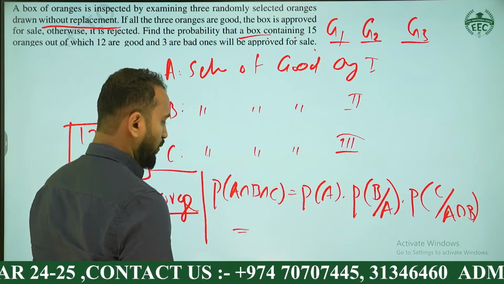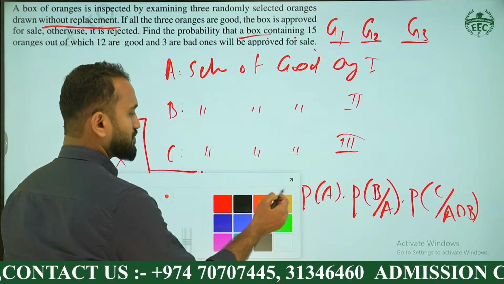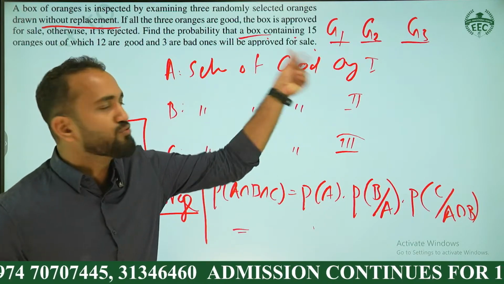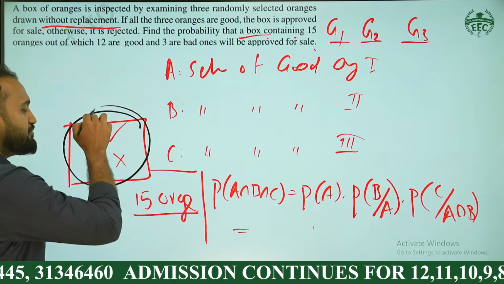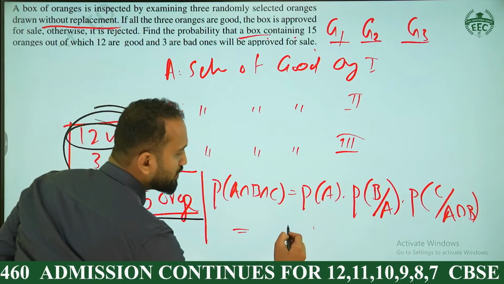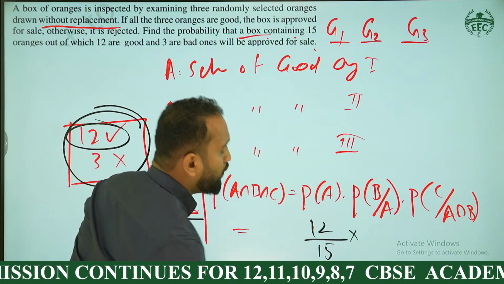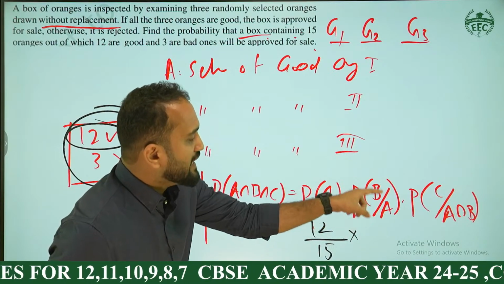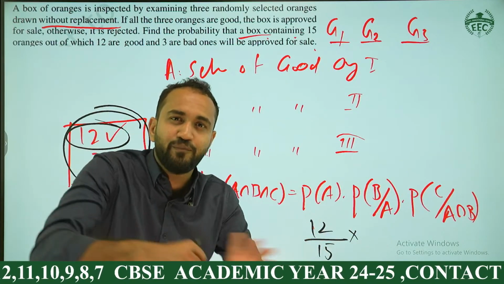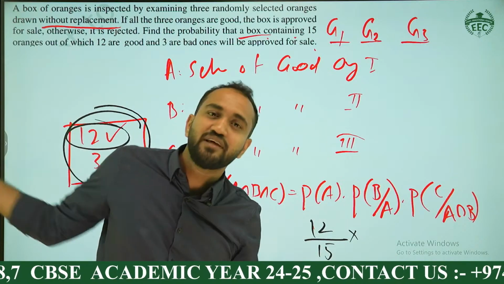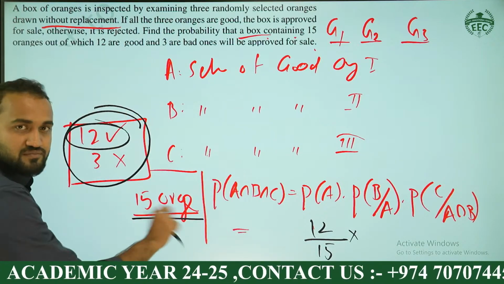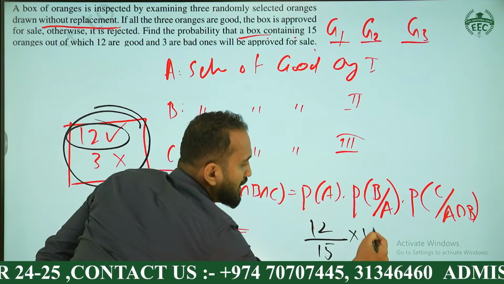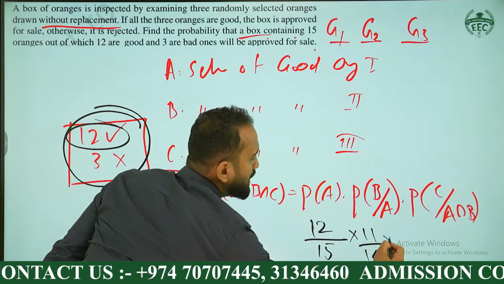Gentlemen, tell me what is the value of P of A? P of A means what is the probability of selection of good orange number 1? See, out of these 15 oranges, 12 are good. Therefore, the probability will be 12 by 15. Now, what is the probability of event B? What is the probability of selection of second good orange, provided that the first good orange has been taken out and thrown away? So, if the first orange is taken away, in the box, how many oranges will be left? 14. Only 14 will be left, of which 11 are good. So, what is the probability of selection of second? 11 by 14.